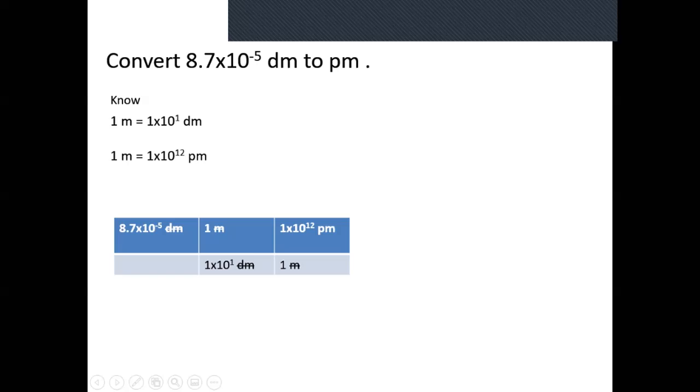Now when you multiply, you add exponents, so 10 to the negative 5th times 10 to the 12th would be 10 to the 7th. When you divide, you subtract. So 10 to the 7th divided by 10 to the 1st would be 10 to the 6th. And so this would be 8.7 times 10 to the 6 picometers. Again, this makes sense because we're going from a relatively large metric prefix compared to picometer, so therefore our exponent power is going to increase.